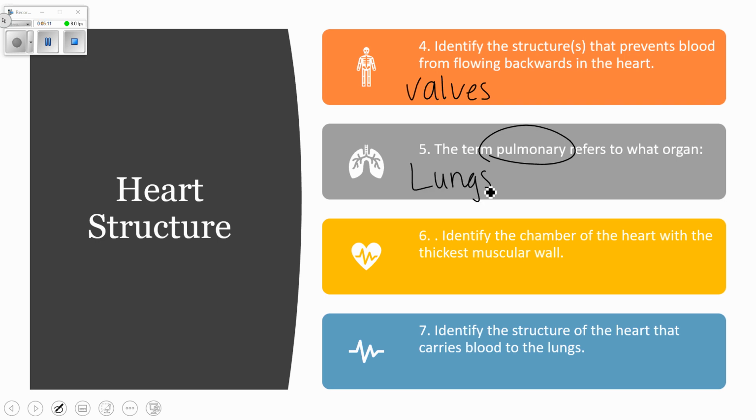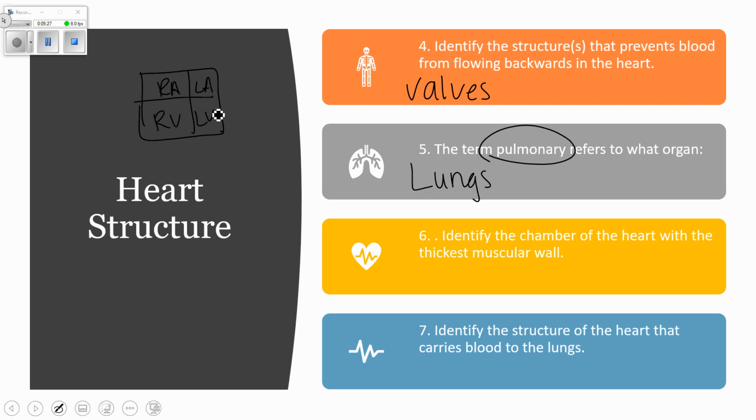Identify the chamber that has the thickest muscular wall. Again, thinking back to that heart box, and I really suggest that you draw that heart box when you're trying to answer these questions because it is going to assist you. You want to think which one is pumping it all to the body. That's going to have to be the most muscular.